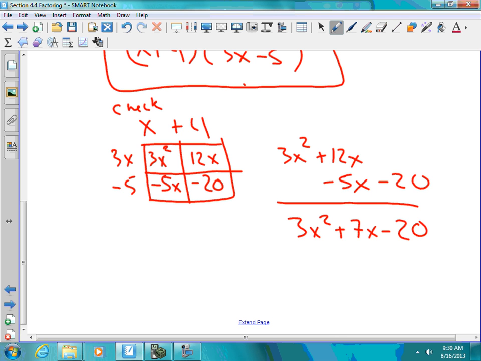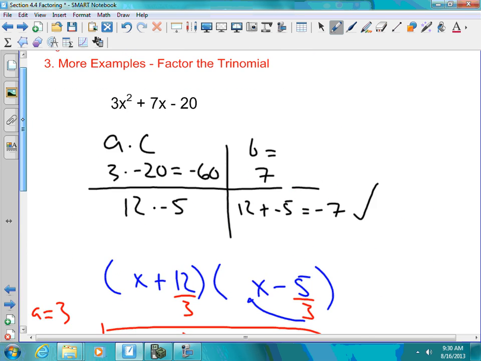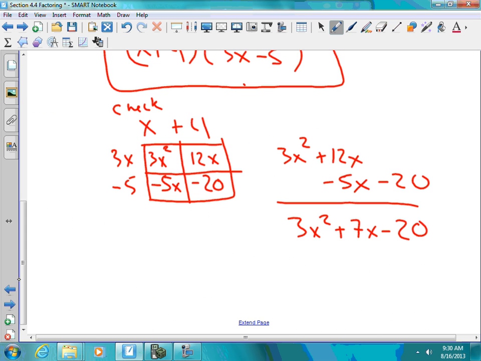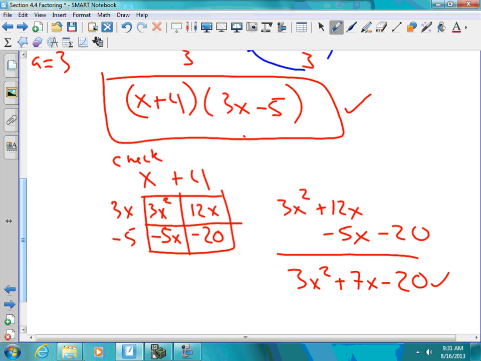So 3x squared plus 7x minus 20. That's what we started with, and that's what we want. We checked it, so we can conclude that's the answer. You can also check by graphing it as well, looking at the x, y, the inputs and the outputs, the table. You know, use some method to check it. Okay, whatever works for you.